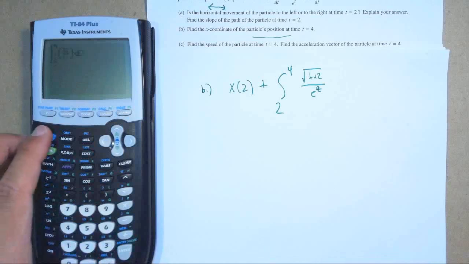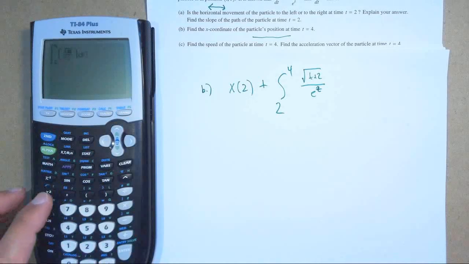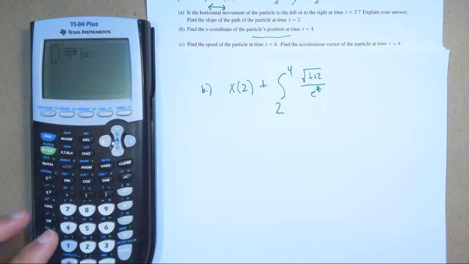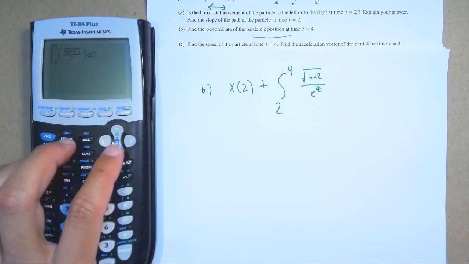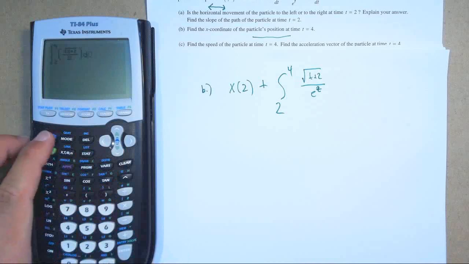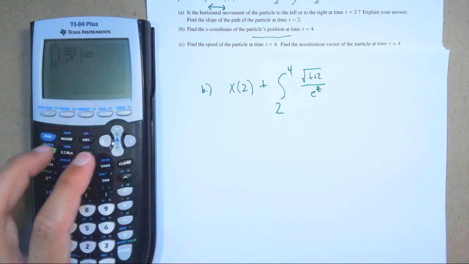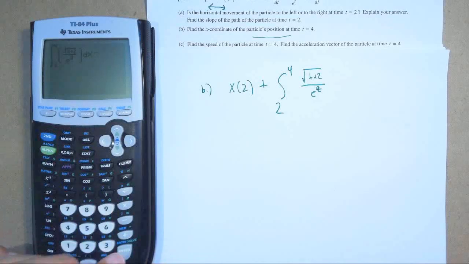Then type in exactly how you see: square root of x plus 2, because the calculator doesn't care if it's t or x or any other variable, over e to the x. The last thing you're going to put: everything is with respect to x, so make sure you put dx. Press enter, and this is the area that was traveled. Once again, this is the area that was traveled on the x-axis from 2 to 4.